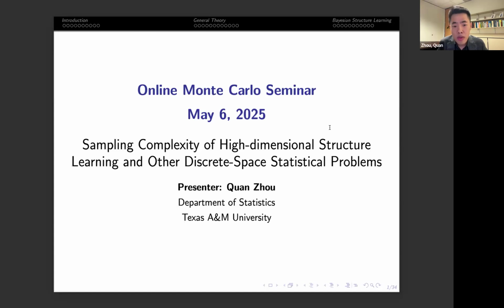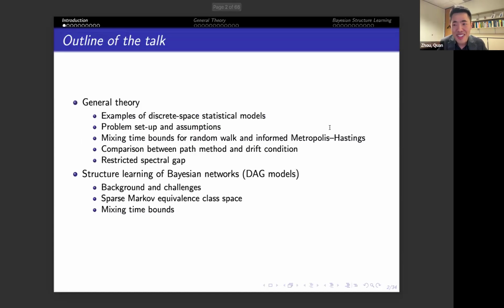So today I'm going to talk about the MCMC sampling complexity for high-dimensional discrete space statistical problems. Although in my title I say high-dimensional structural learning and other discrete space problems, in my talk I will first talk about the general theory, and then I will move on to a more specific problem, which is the structural learning problem.